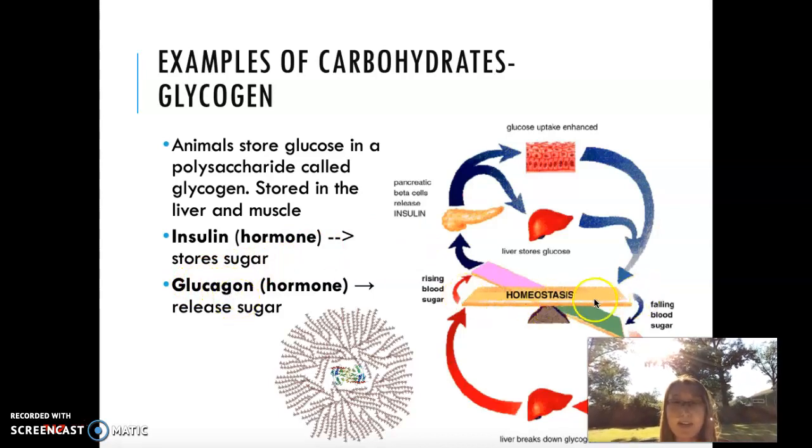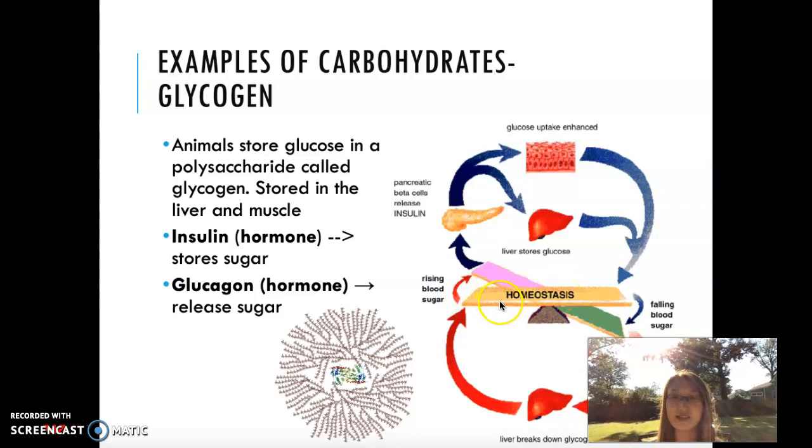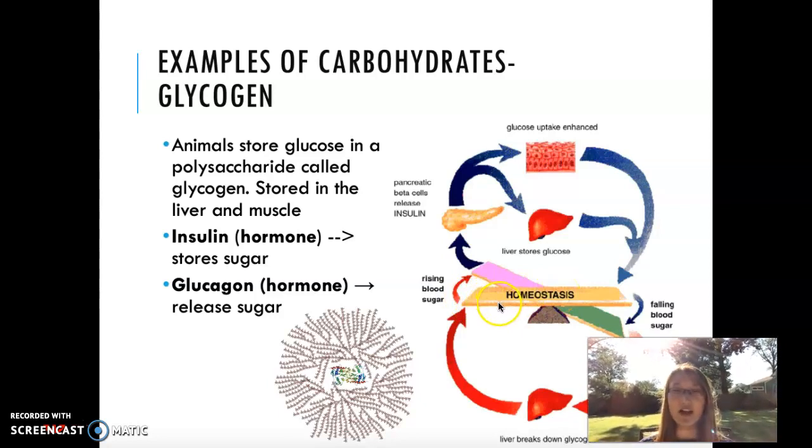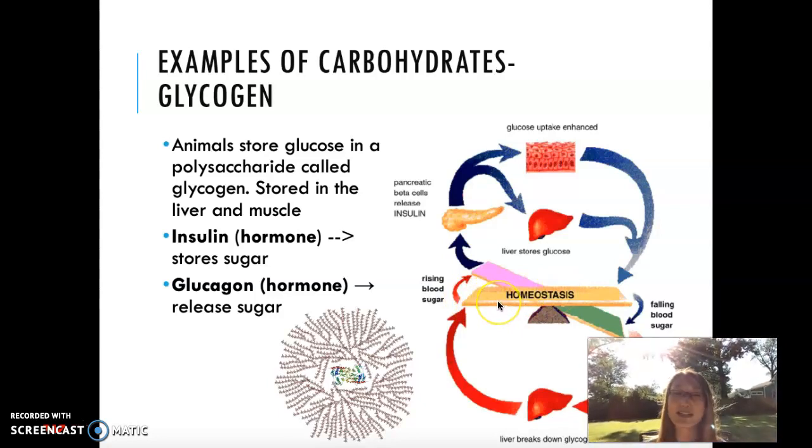Okay, so on the right side, you see this little line over here, that's homeostasis. Homeostasis is a constant, stable environment that you want to maintain in a lot of cases, right? For our body, we want to maintain our body temperature, your blood sugar, your blood pressure, the amount of water in your body. All those are maintained in your body at a certain level, so we call that homeostasis.